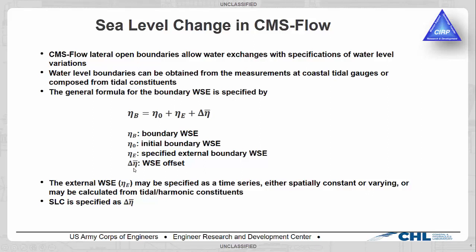Delta eta is the water surface elevation offset. That's the value we get from sea level rise information. As I said earlier, this value can either be constant or varying, as a sea level rise curve, and it is specified as delta eta here.